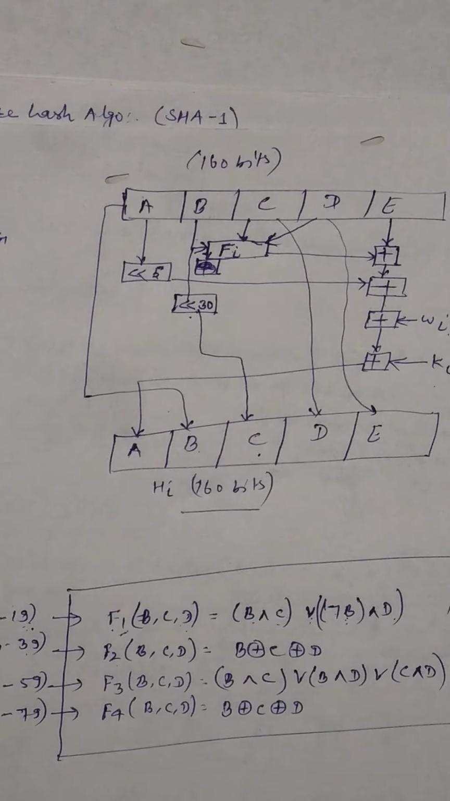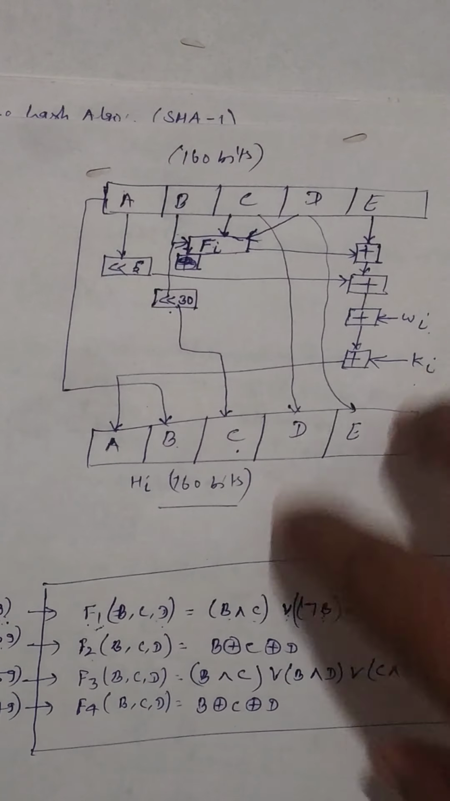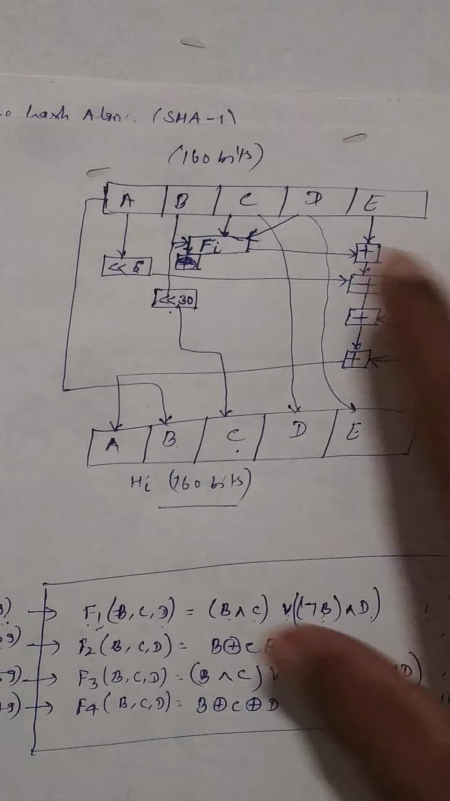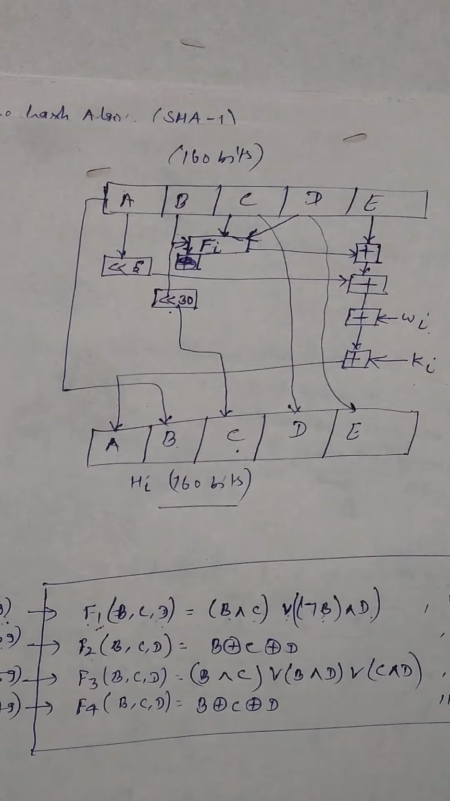So this is the working block diagram: how we are using the constant, the word, the logical function and our buffer. Okay, so all these things have been combined here. In this way, our algorithm is going to be executed in each and every round. This will be executed for each and every round.